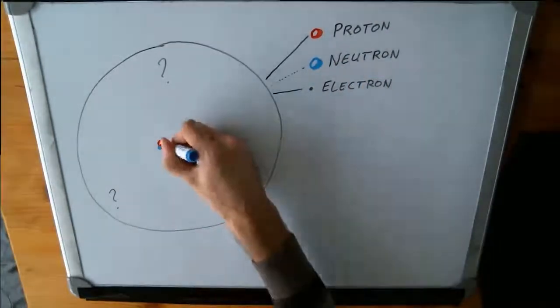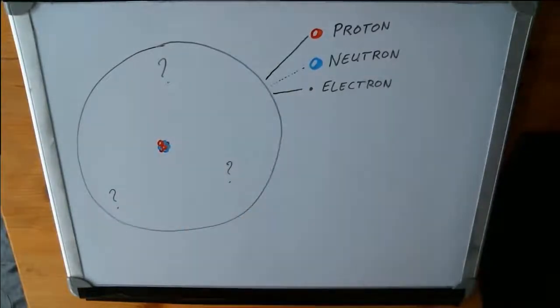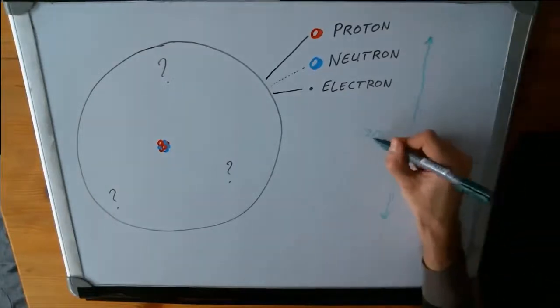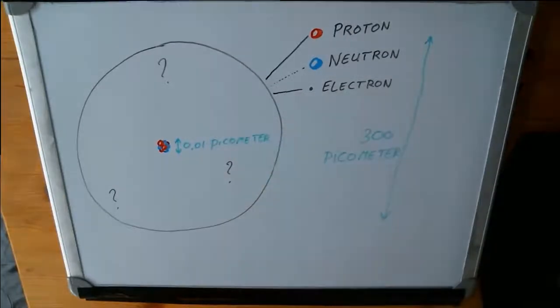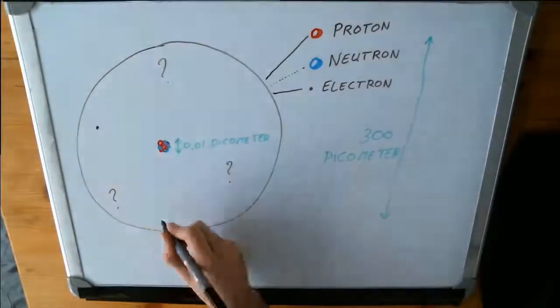They realized that they were clumped in a very tiny core at the center of the atom. That core was really small. A typical atom is about 300 picometers across, whereas that core is typically 0.01 picometers. So this leaves a big open space in an atom, and they realized that this open space was going to be the domain of the electron.